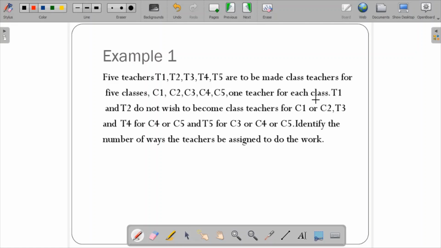So here you check. T1 and T2 do not wish to become class teachers for C1 or C2. T3 and T4 for C4 and C5, and in the same way T5 for C3 or C4 or C5. Now for this we can consider the table as 5 into 5 cross, right? So 5 into 5 cross.